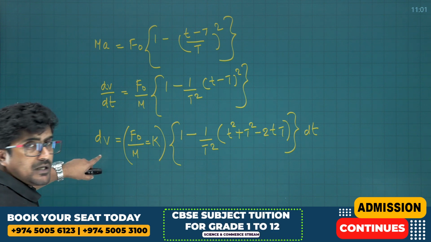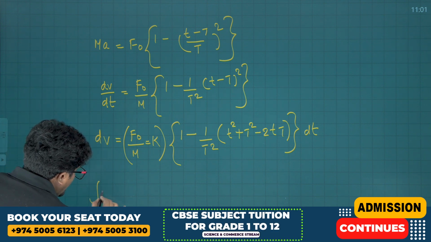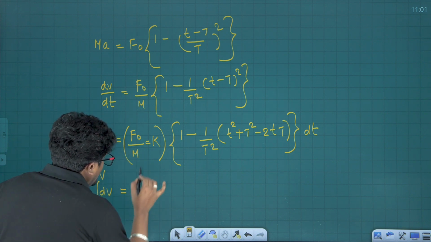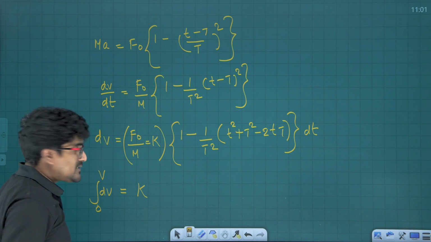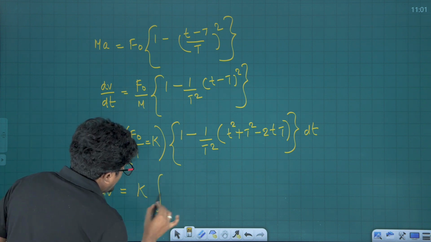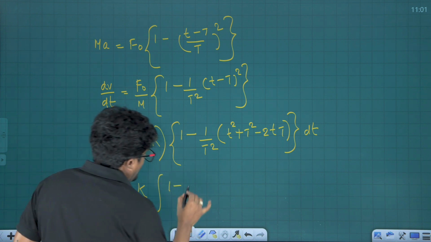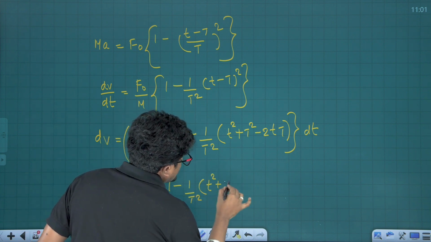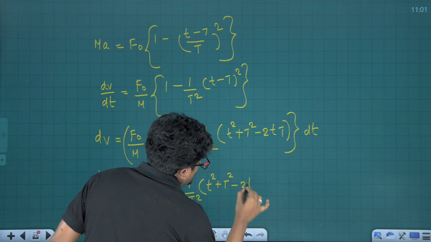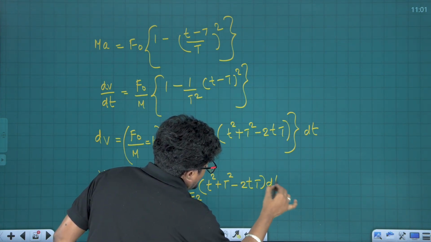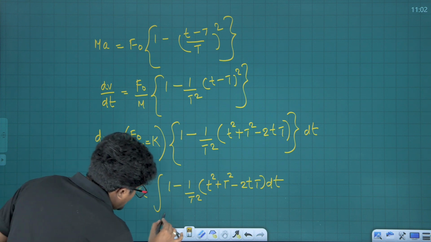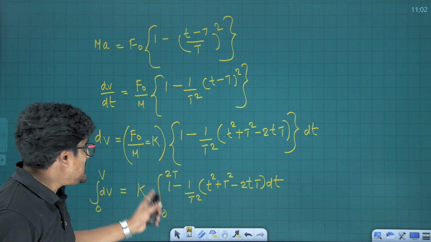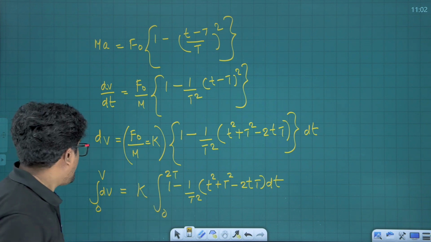We need to integrate it from 0 to v. So here this is going to be integral of dv from 0 to v, and here k into integral of 1 minus 1 by t square into smaller t square plus capital T square minus 2 times t into capital T into dt, between the limits 0 to 2 times t. Because acceleration is acting for time duration 0 to 2 times t only.